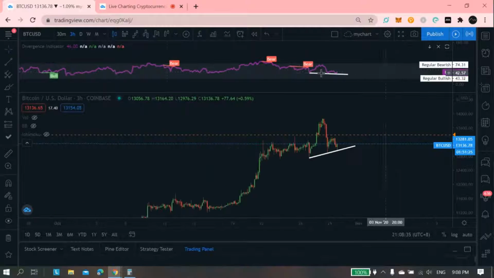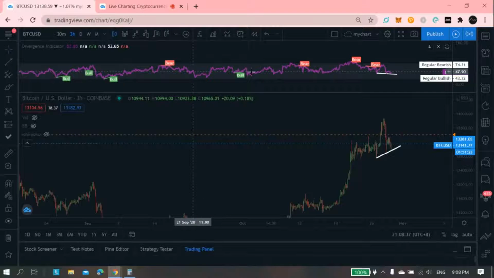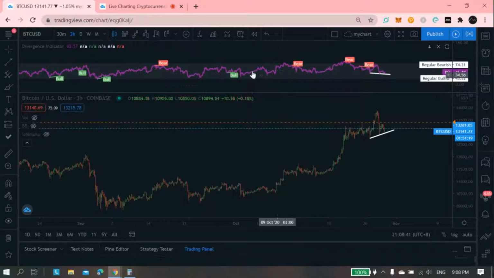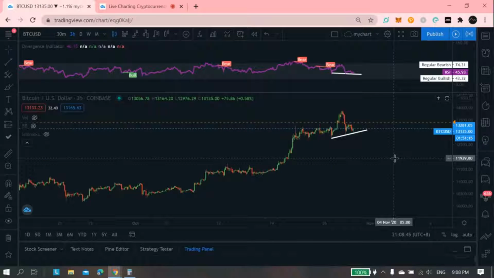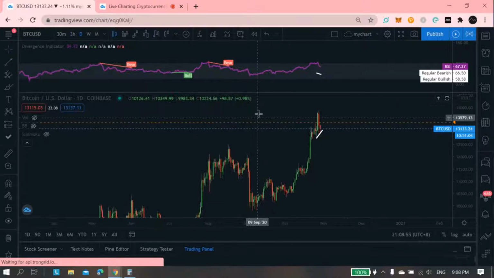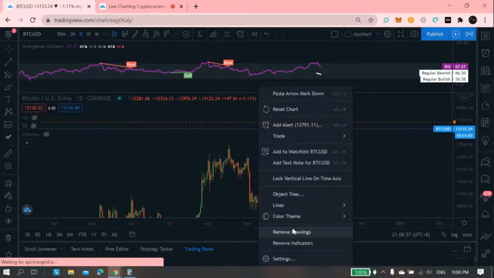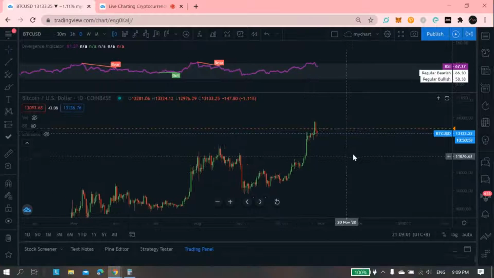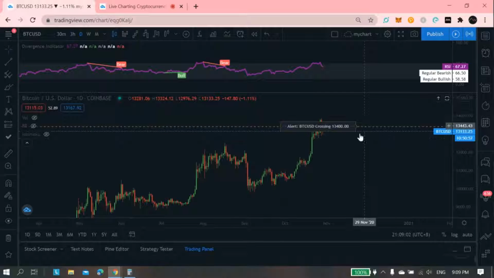Next time, I will teach you how to use this divergence indicator in your trades when you are scalping at a lower time frame. So now let's move on to the daily time frame. This is my alarm.